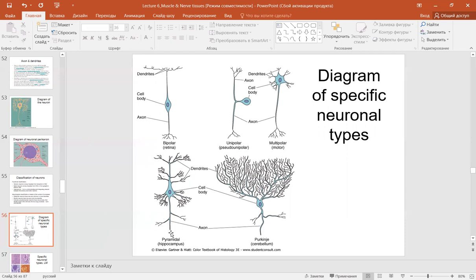The pyramidal cell, which is called the cell of Betz, named after a Ukrainian, Kievian morphologist, histologist, anatomist. This is the so-called pyramidal cell. And the cerebellum consists of Purkinje cells with multiple dendrite ramifications, and an axon leaving the cell body, leaving the cortex of the cerebellum.